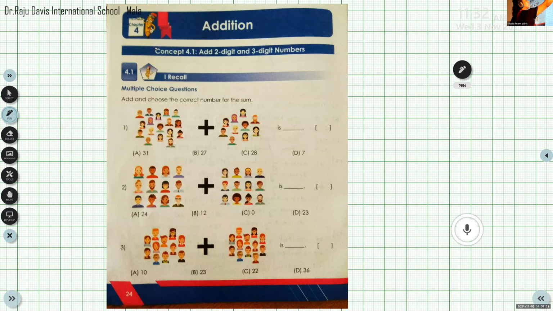Okay, Aaron, please unmute. Yes, ma'am. See, the first question, you can see some pictures, right? Here, how many pictures are there? Please count and tell me. How many are there?